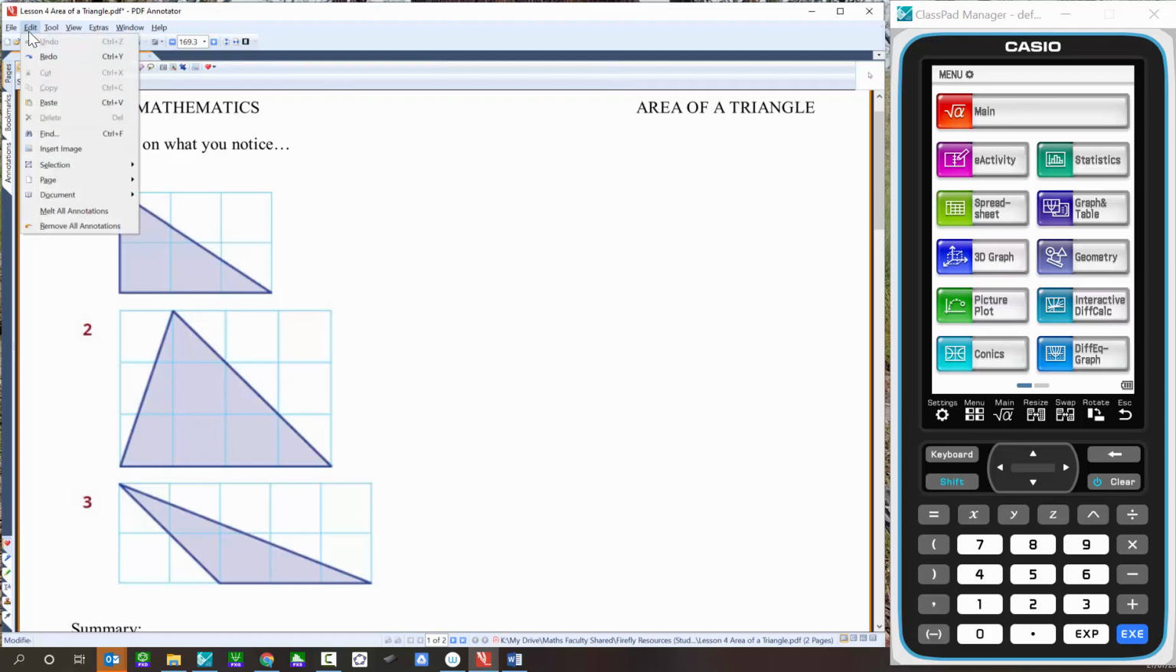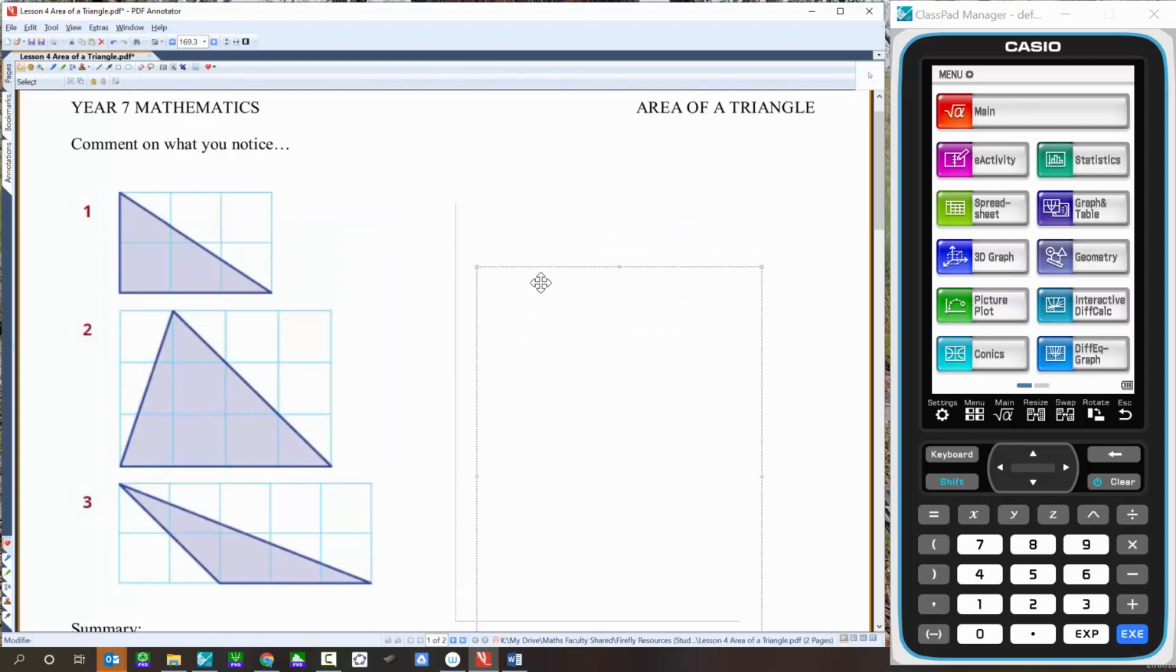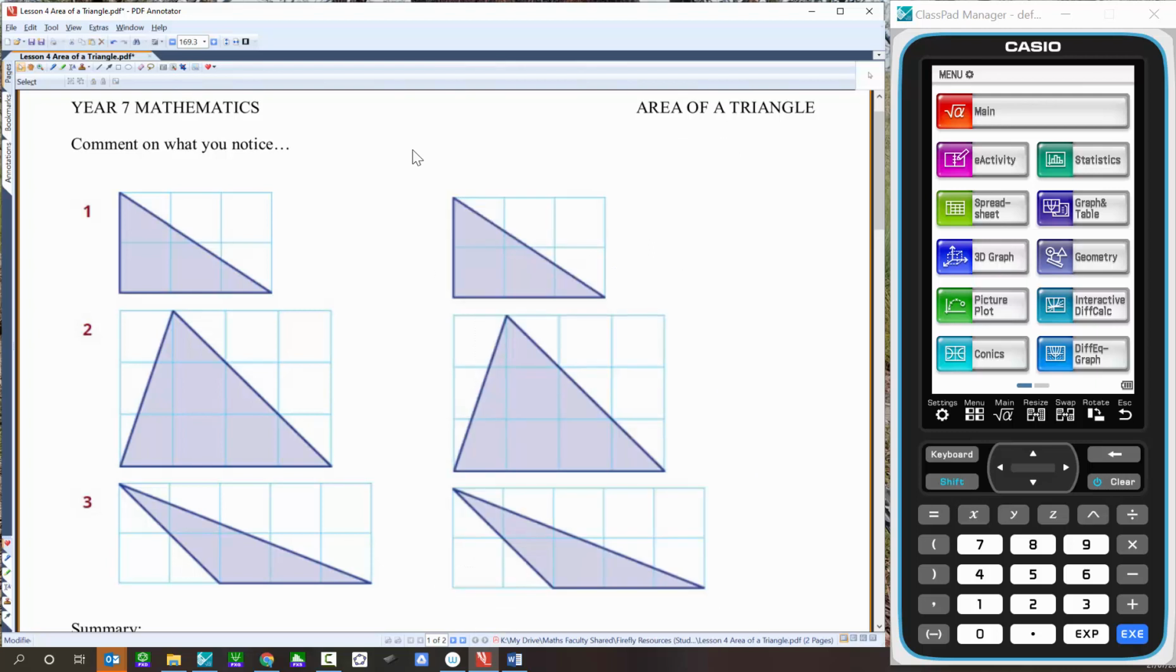The first thing I'm going to do is just make some copies of these. I'm just going to make a copy of them so that I can draw on them. Okay, so this is our original here, and what I'm going to do is just note something here. So I'm just going to outline this.